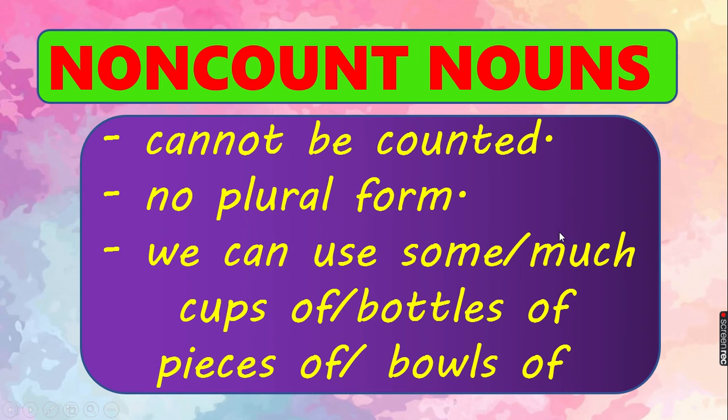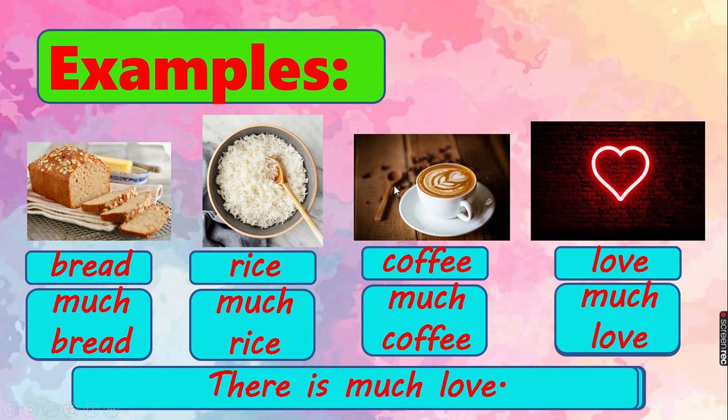You can say that. We can also use measuring words like cups of, bottles of, pieces of, bowls of before the non-count noun if you want to express how much there is. For example, I had 2 cups of coffee this morning. There are 4 bottles of milk. There are 4 pieces of pizza. I have a bowl of cereal.